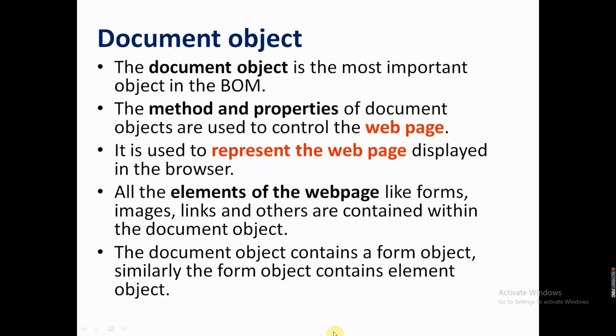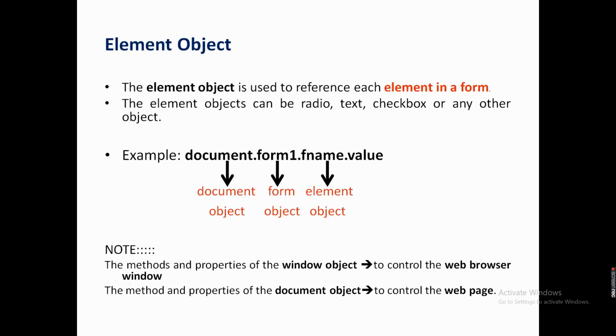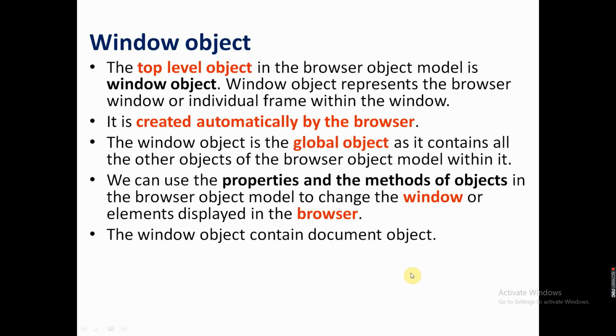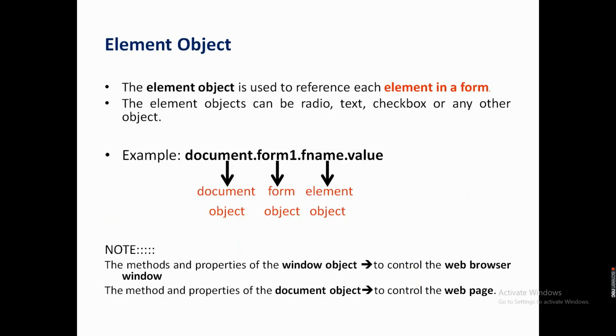Now document object, whatever you are placing on your web page, comes under the document object. It can be an image, it can be a link, right? So here the document object contains the form object. The form object contains the element object. Here we will see element objects, like we have done in the previous lecture, radio button, checkbox, text area. This all comes under the element object of the form object.